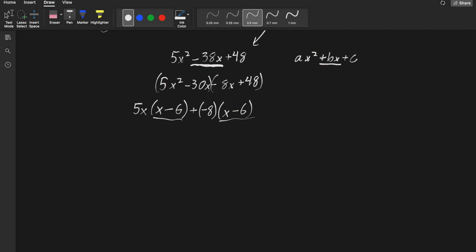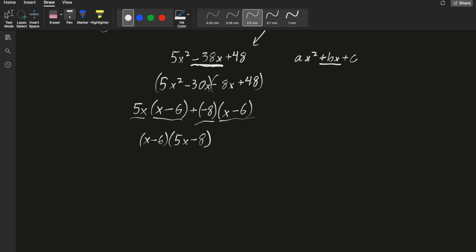And now we're going to do what effectively amounts to a reverse distributive property. We're going to undistribute it. So we are going to keep our x minus 6 in parentheses, and we can multiply that by the bits remaining outside. So 5x minus 8.